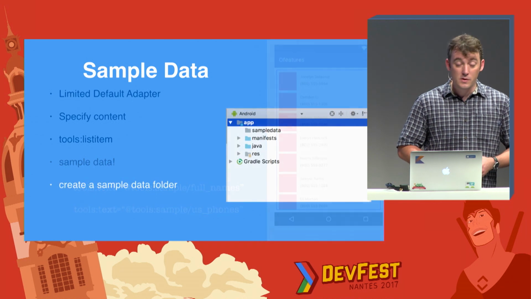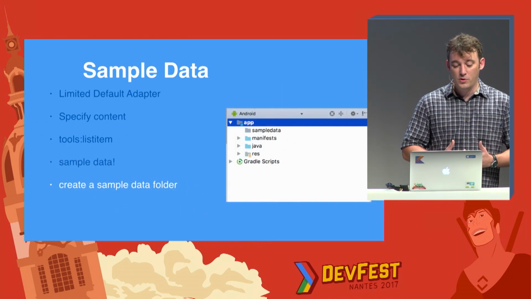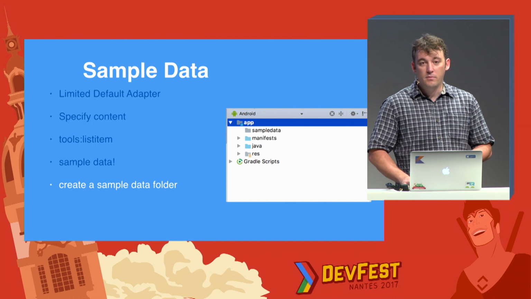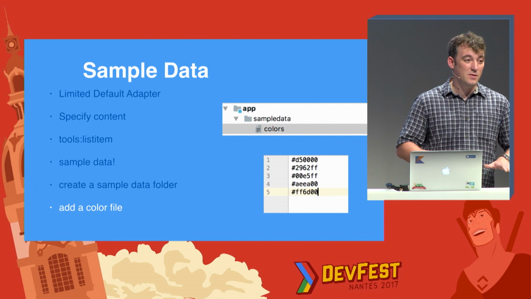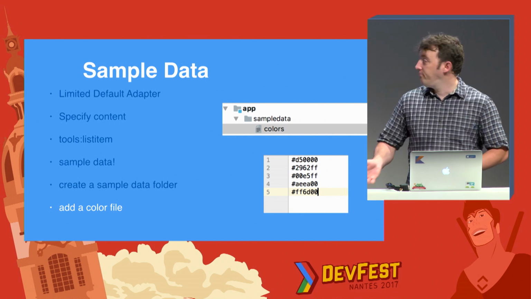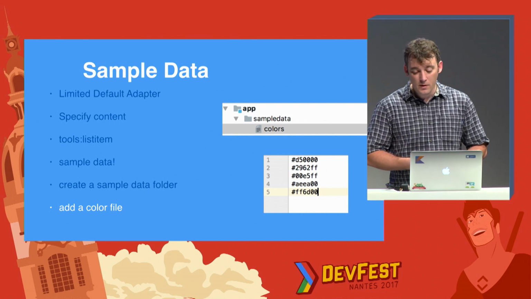You can create a sample data folder in your project. And let's say that here I'm going to create a color file, which is just a plain text file with a list of hexadecimal colors.